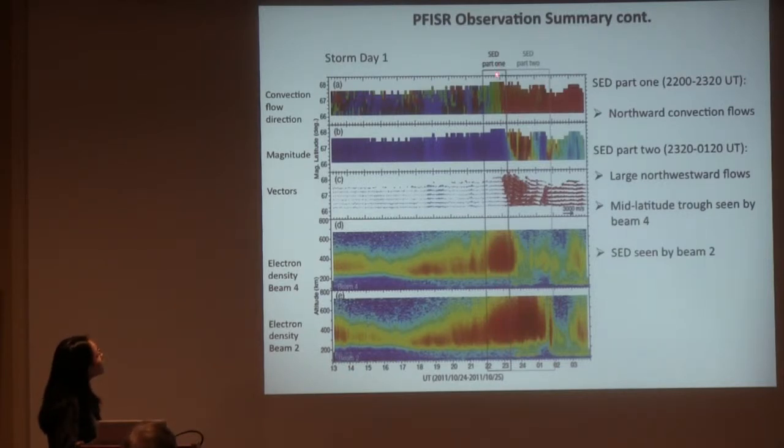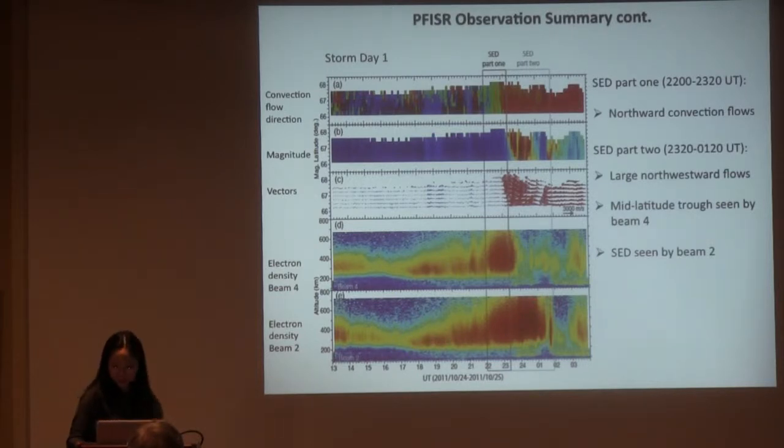And there is another part, which I call SED part two. The convection flows are totally different. They are dominated by those extremely large 2,000 or 3,000 meters per second northwestward convection flows. And interestingly, the beam at higher latitude observed a density decrease, while the beam at the lowest latitude observed a further increase of the F-region density.